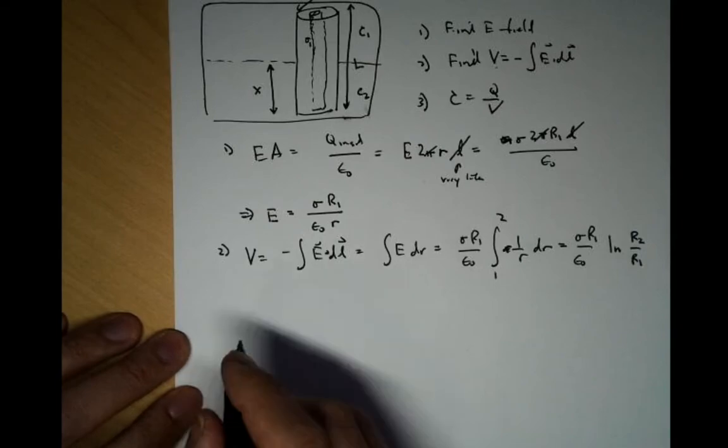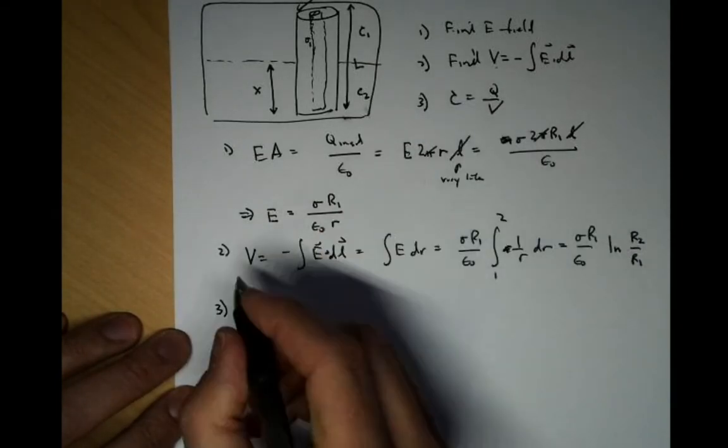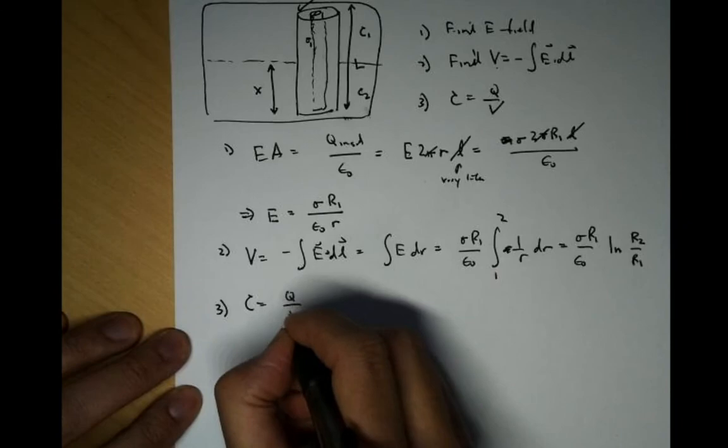That's number 2. Number 3, find C. C is equal to Q over V.